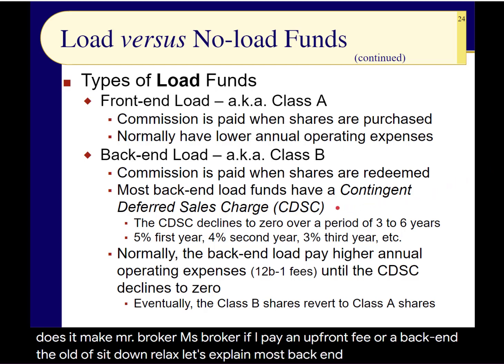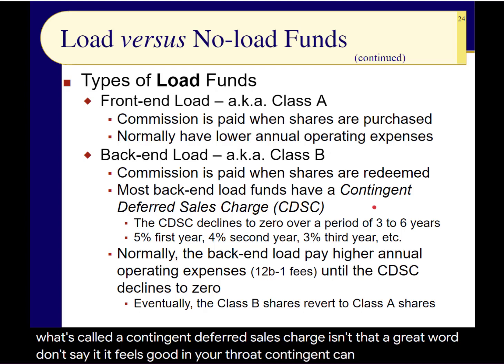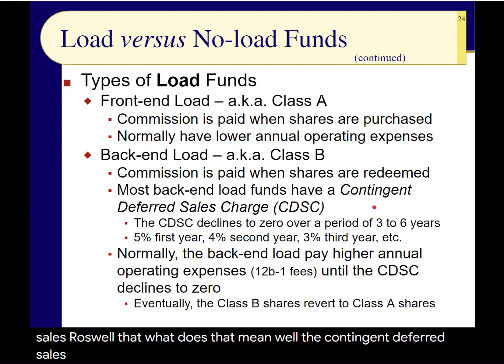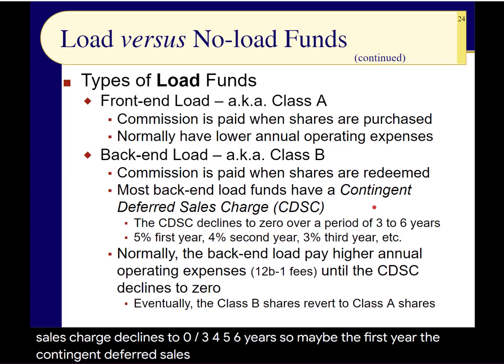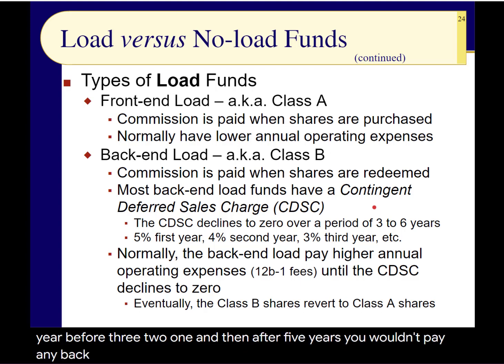Most back-end load funds have what's called a contingent deferred sales charge. Isn't that a great word, contingent? Say it. It feels good in your throat. Contingent deferred sales charge. What does that mean? Well, the contingent deferred sales charge declines to zero over 3, 4, 5, 6 years. So maybe the first year it's 5%. Then the second year it would be 4, 3, 2, 1, and then after 5 years you wouldn't pay any back-end load. Does that make sense? Yes, I think it does.